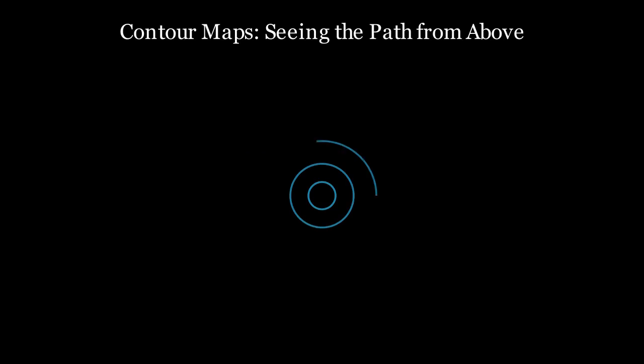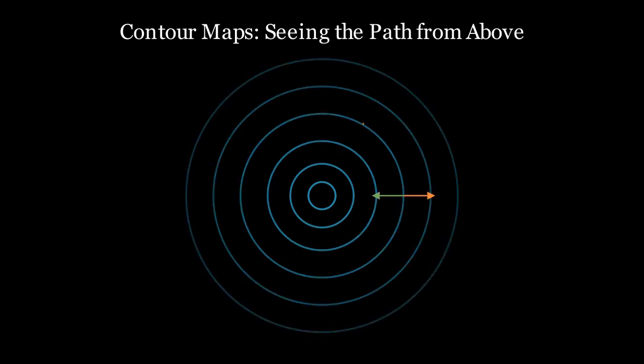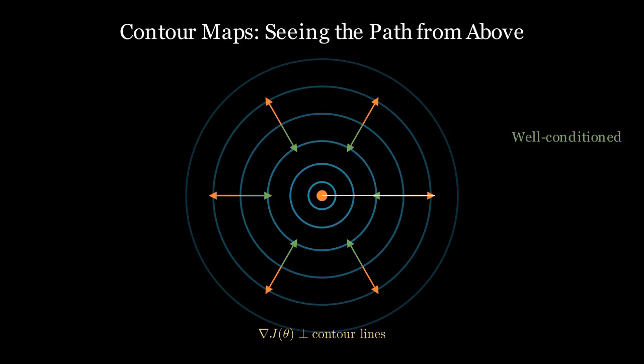Looking from above gives us a contour map, like a topographic map of the landscape. The rings are lines of equal cost. The gradient at any point is perpendicular to these rings, pointing outward toward higher cost, so the negative gradient points inward, toward the minimum. On a circular bowl, the descent path goes straight to the center.